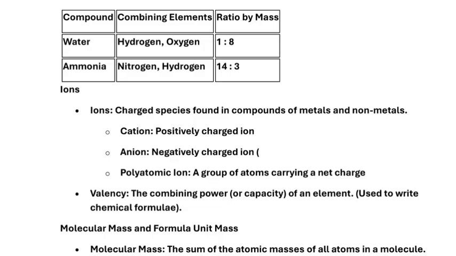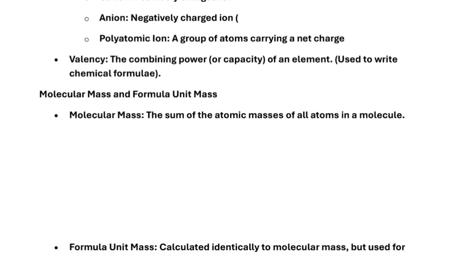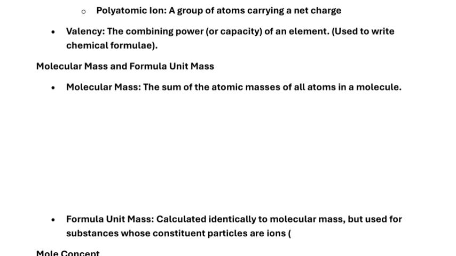Ions are charged species found in compounds of metals and nonmetals. Cation: positively charged ion. Anion: negatively charged ion. Polyatomic ion: a group of atoms carrying a net charge. Valency: the combining power, or capacity, of an element. It is used to write chemical formulae.